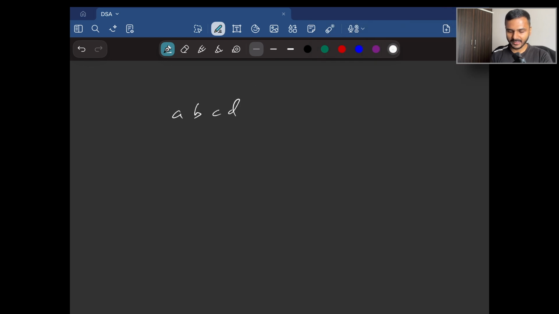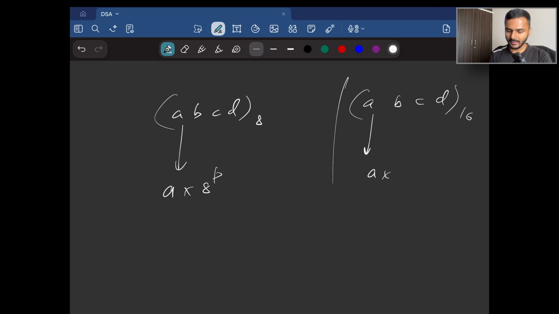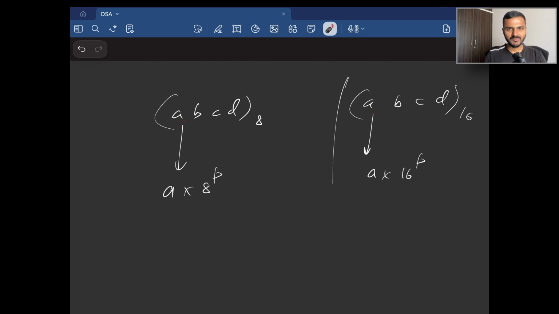If we have, let's say, ABCD in octal or ABCD in hexadecimal, and if we were to find the positional value of A in ABCD, which is represented in octal, we will go for A multiplied with 8 power position. Similarly, for hexadecimal, we'll go for A multiplied with 16 power position. So this is all about the position of a digit in a number and its positional value.